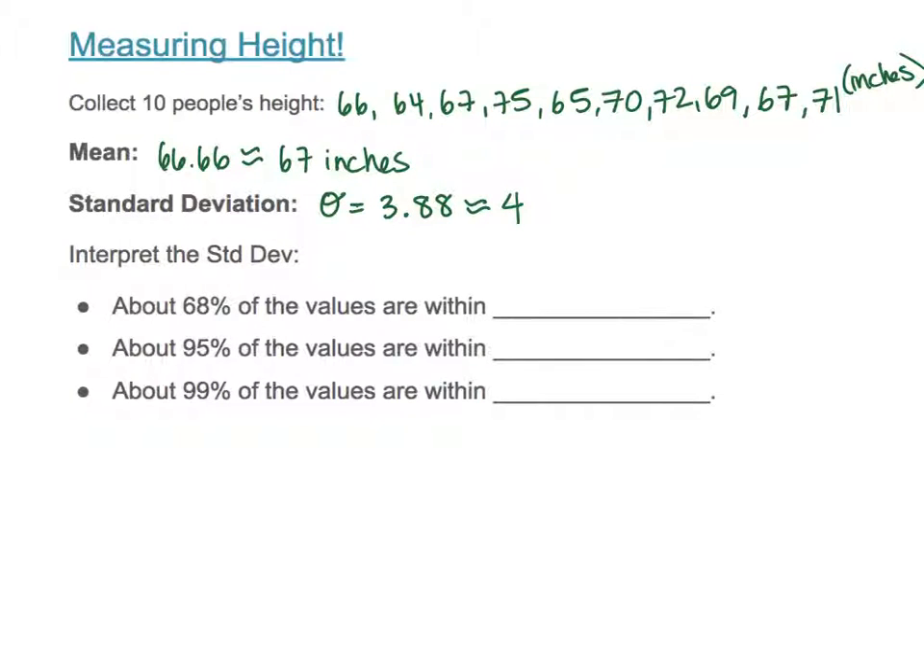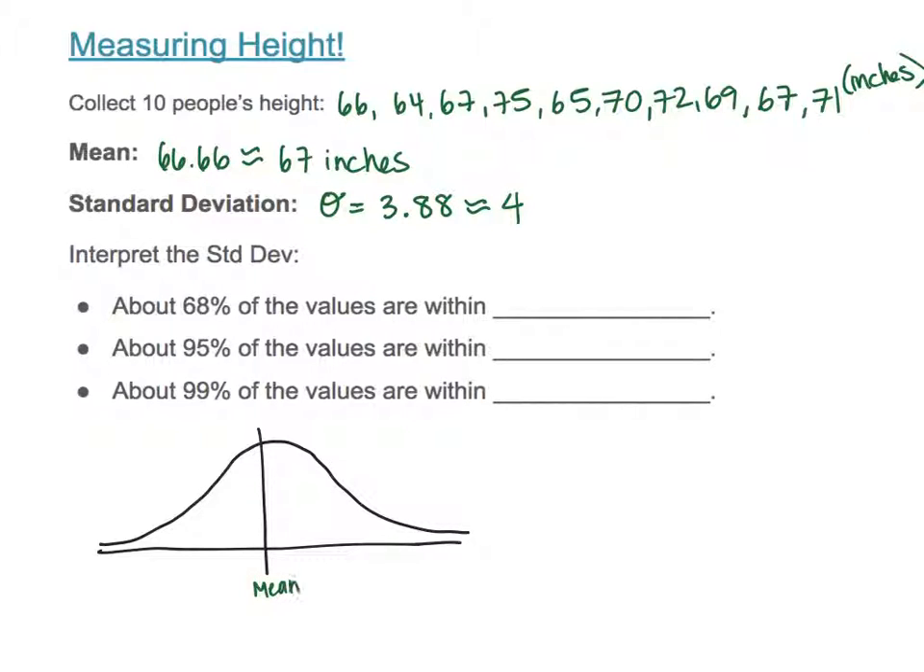So now what we're going to do is draw a normal distribution curve or bell curve, so that we can find within that percentile what is the range where these values are going to fall. I'm going to draw myself a bell curve. There we go. So remember, the peak of this curve here is always going to be our mean. And our mean here is 67 inches.